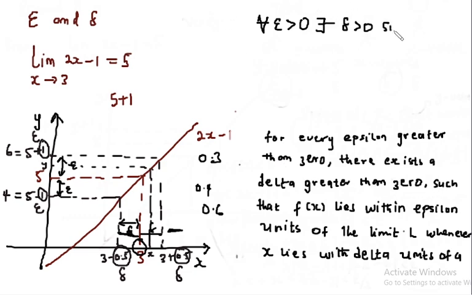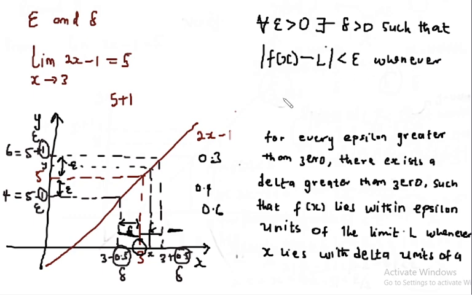Such that the absolute value of f of x minus L is less than epsilon whenever we have the absolute value of x minus a less than delta. So this is how we write the steps in mathematics, but this is what it says, and this is what it actually means on a graph.